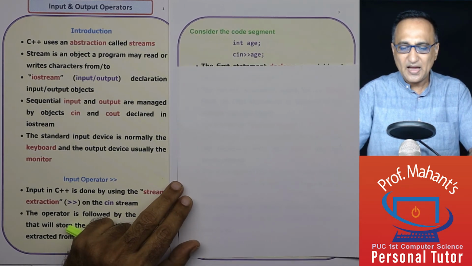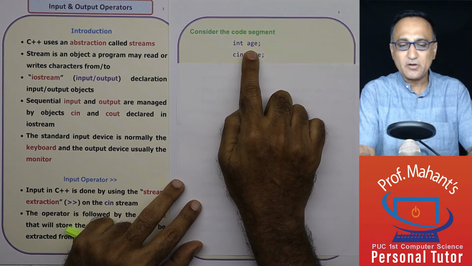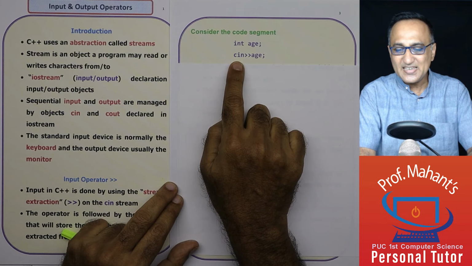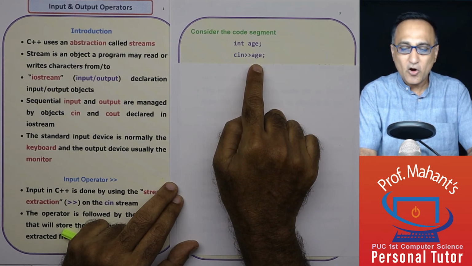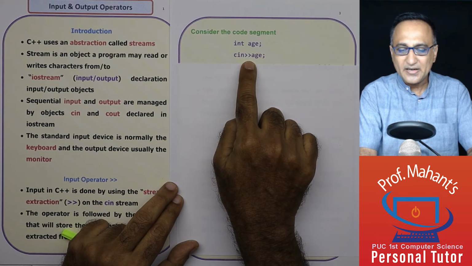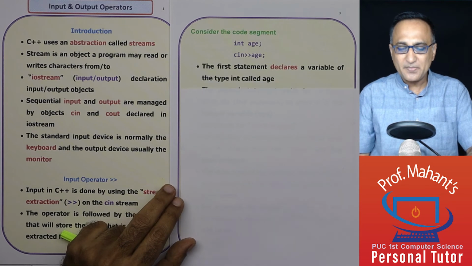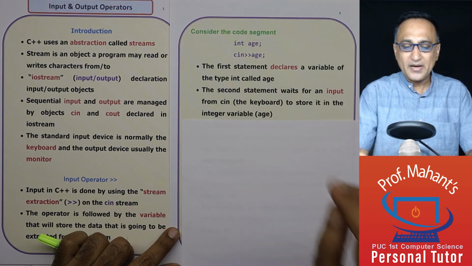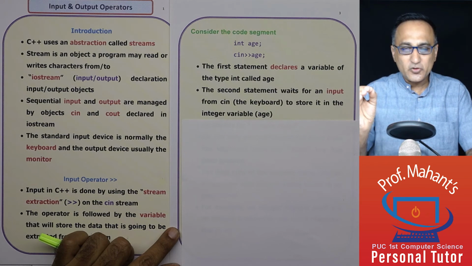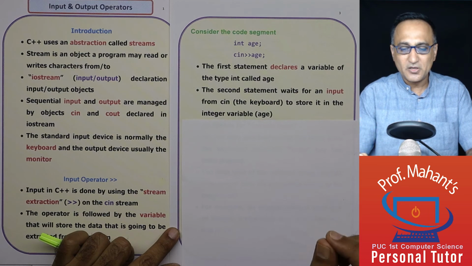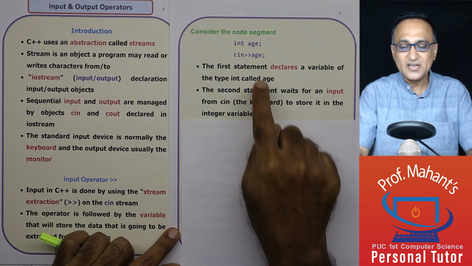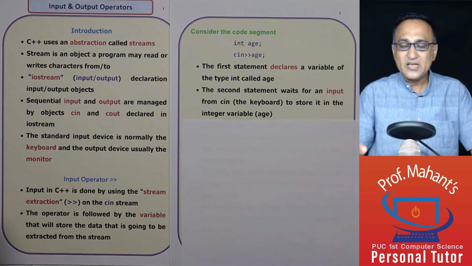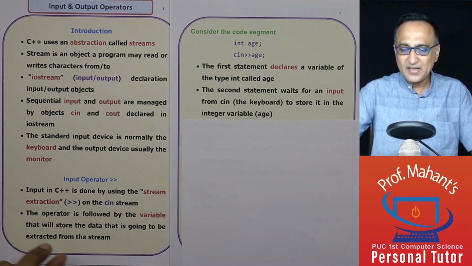First, I have declared an integer variable called age. Now using cin, whatever I enter into the keyboard goes to cin, and cin directs it to the variable called age. I am extracting from cin using this particular operator into the variable age. So the first statement declares a variable of type integer called age. The second statement waits for input to be entered on the keyboard, and cin talks to the keyboard to get the data and pass it on to the variable called age. This double greater-than sign is called the input operator or stream extraction operator, because it extracts the data from cin and stores it in age.